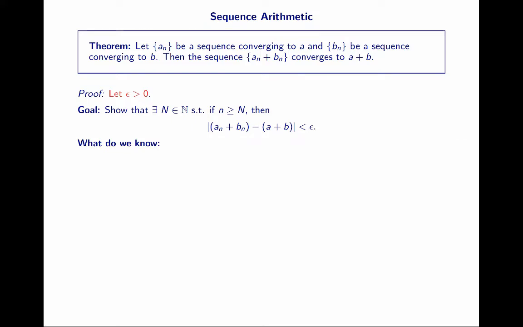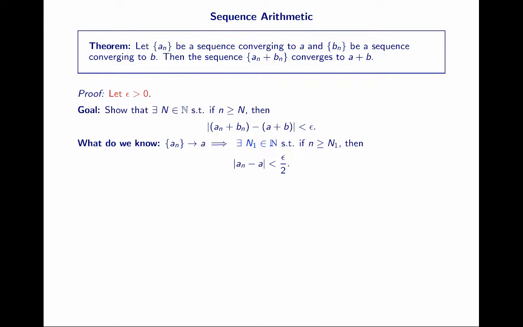So what do we know? It's always a good idea to begin with, what do you know to be true? Well, I know a_n converges to A. What does that mean? That means there exists a natural number, we'll call it N1, such that if n is greater than or equal to N1, then the distance, that is the absolute value of the difference, between a_n and A is less than half of epsilon.